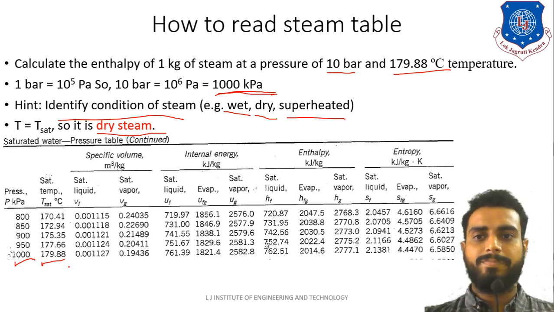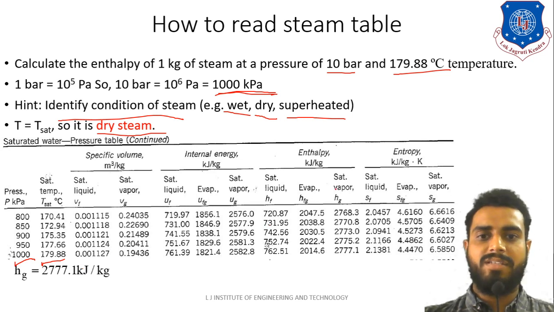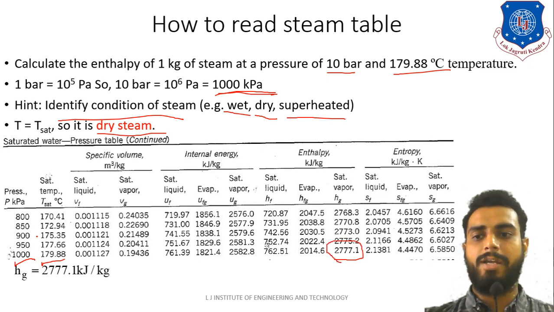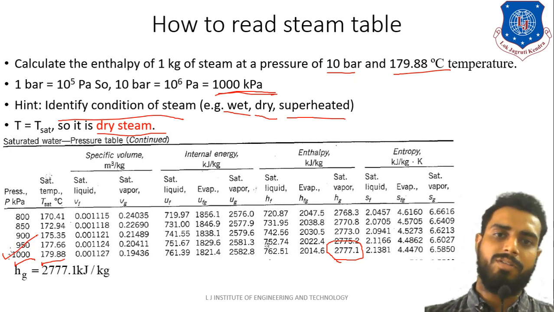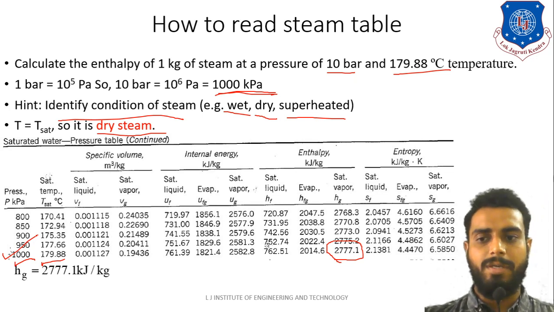Now further, hg is nothing but 2777.1. You can directly identify it at the given pressure, that is 1000 kilopascal. So you can identify the value for dry steam like this.